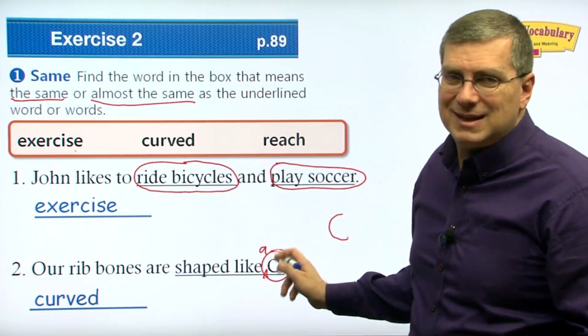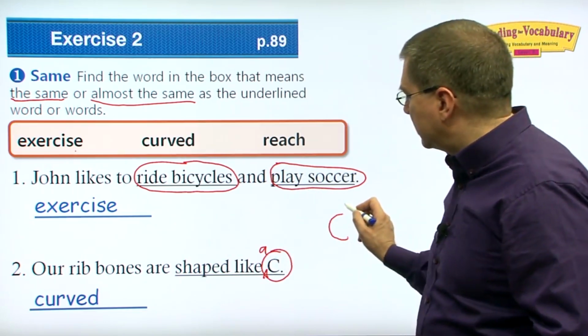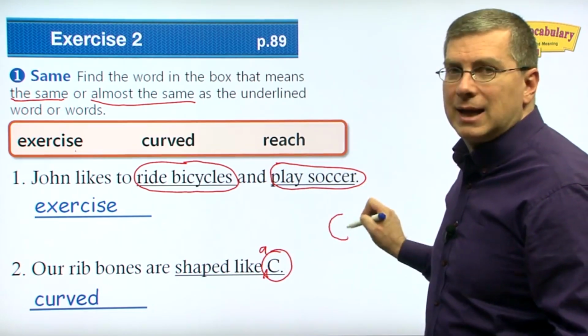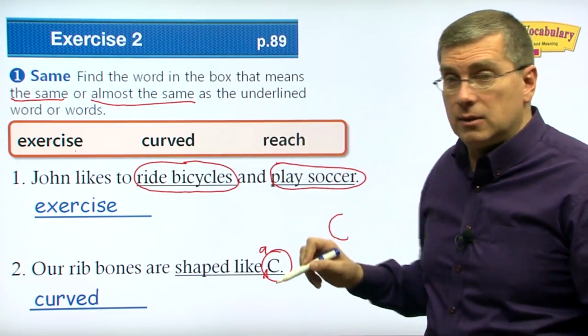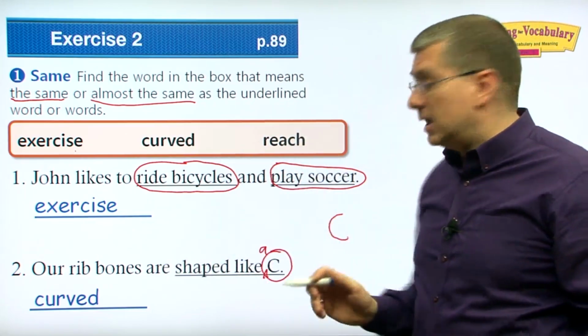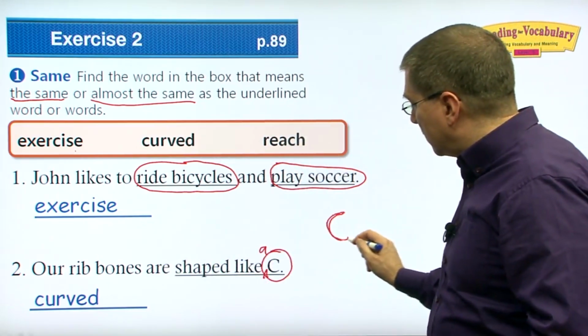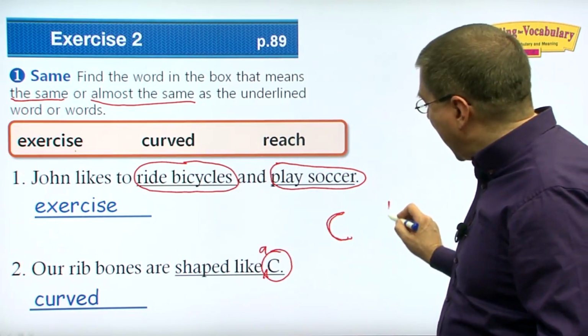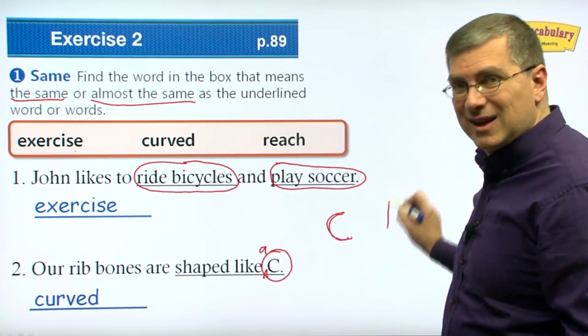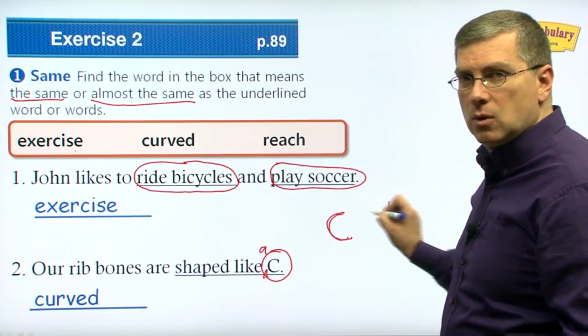It's not a mistake in typing. What they're saying is, what letter does it look like? It looks like a C. Okay, so they are curved. A C is curved. If you said it looks like a small L, that's straight, right? That would be the opposite of curved.